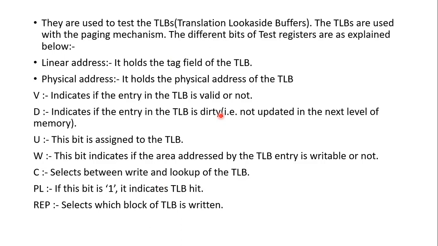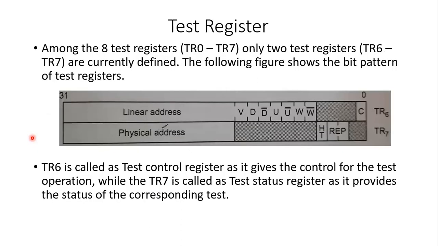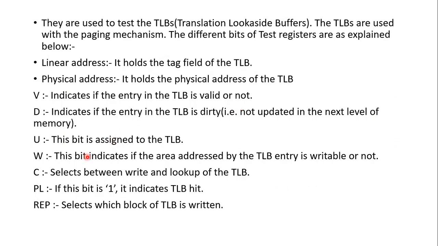U means what? This bit is assigned to the TLB. U indicates user. And wherever there is a dash, it indicates dirty or not dirty, user or not user. We will just have a single bit without a dash because it is checking the valid entries. And what does W mean? This bit indicates if the area addressed by the TLB entry is writable or not. If it is W, it is writable. If it is W dash, it is not writable.